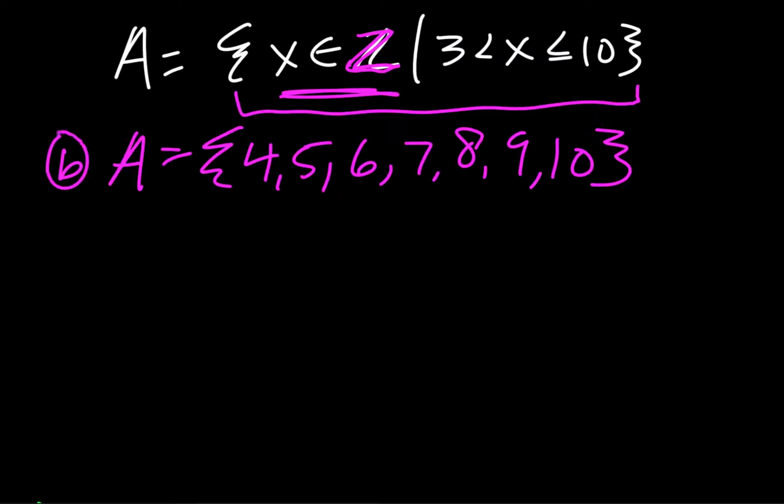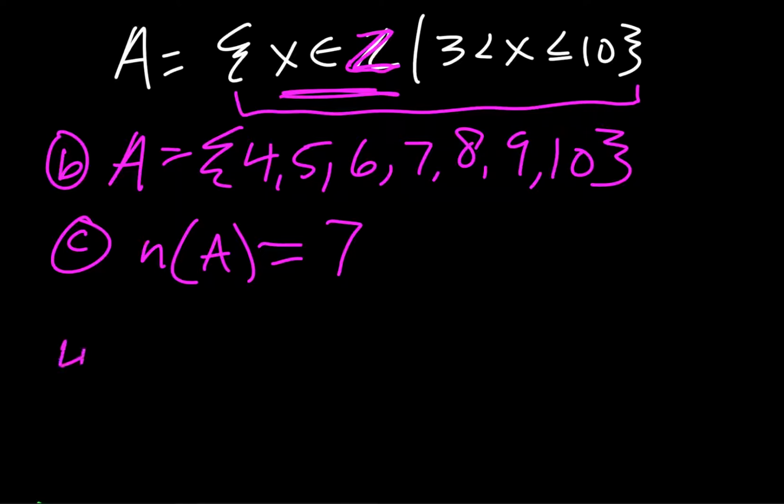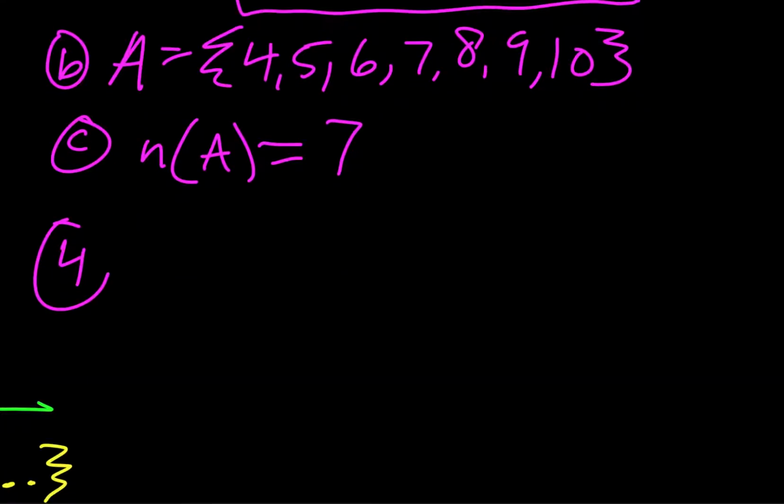This would be answering part B. Then we're going to move on to C, which is n of A. And remember from previous lessons, n of A just says how many elements are in this set. So we just count 1, 2, 3, 4, 5, 6, 7. And that's our answer on that. Now we're going to move on to example 4.